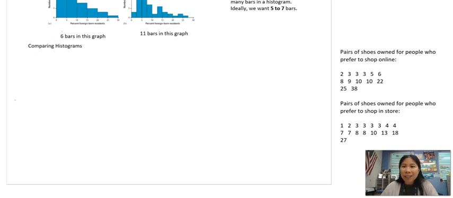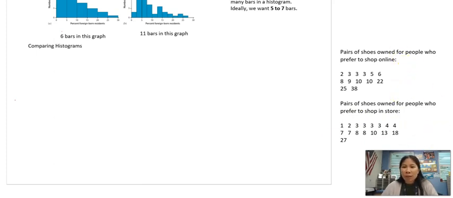So we have a set of data, but this time we're splitting into two groups, where part of our data is from people who prefer to shop online, and the other half of our data is from people who prefer to shop in the store. But this is still the same pairs of shoes that people own.